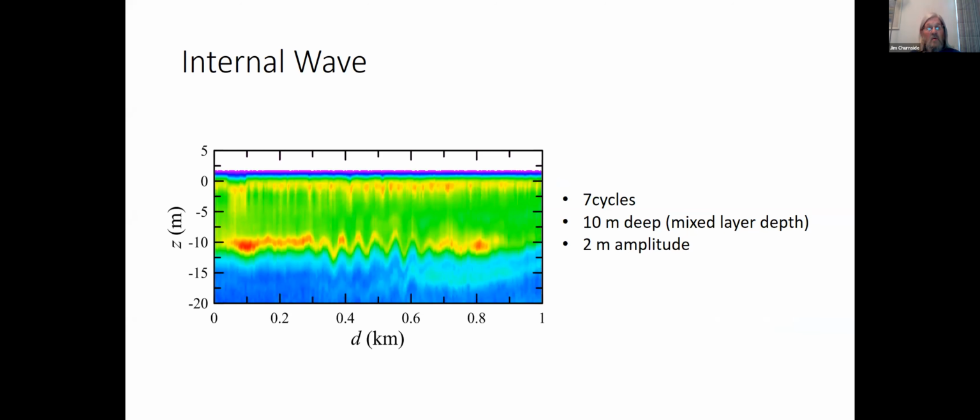We also see internal waves. This is an example from open water in the Chukchi Sea. There's a plankton layer at a depth of about 10 meters. And then there's 7 cycles of an internal wave on that layer. The plankton is displaced up and down with the wave as it passes through. This particular one had a 2-meter amplitude.